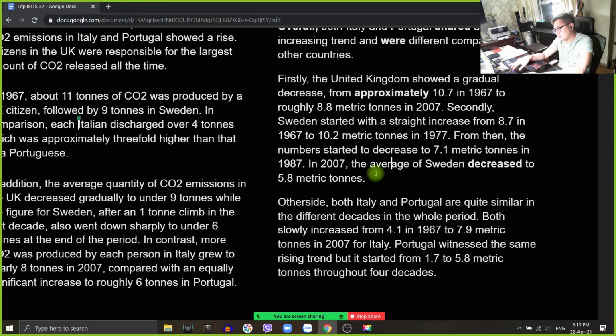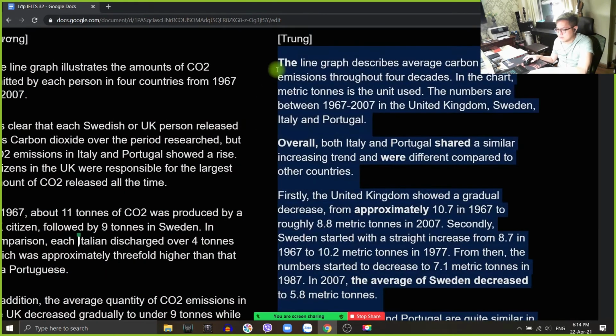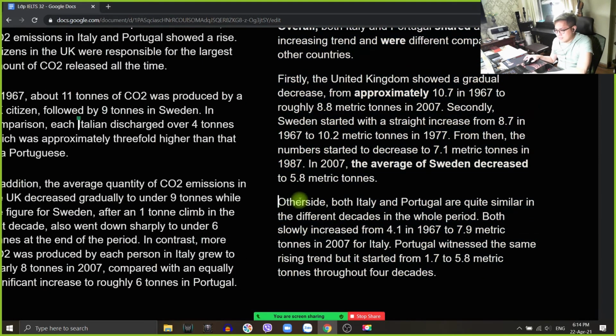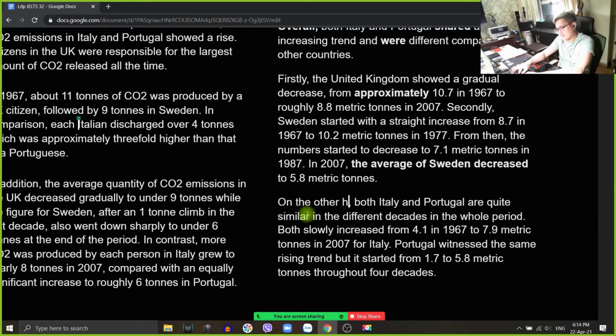The average of Sweden decreased to, okay, I just feel like, okay, let's see, 170, okay, good. Other side, what is other side? Like the other side? On the other hand. Yes. Oh my god, it's on the other hand.